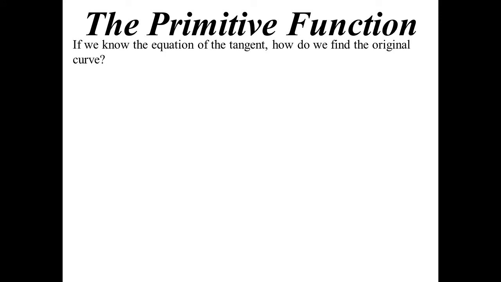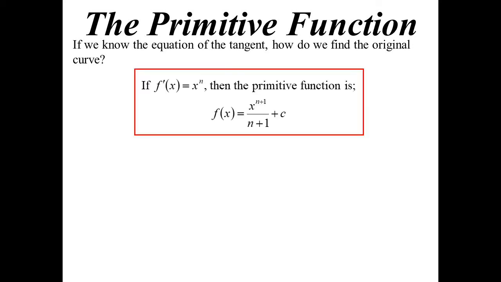We're going to look at this thing called the primitive function. So I guess the question is, if we know the equation of the tangent, how do we find the equation of the original curve? So it's going back the other way. Normally we've got the curve, we want to find the equation of the tangent. Okay, well, in other words, we know the derivative.